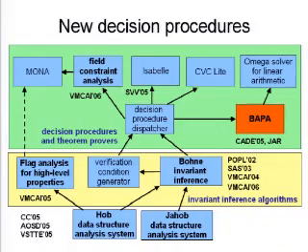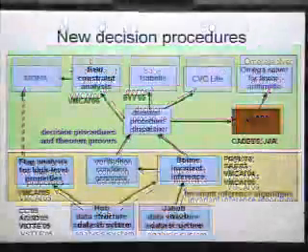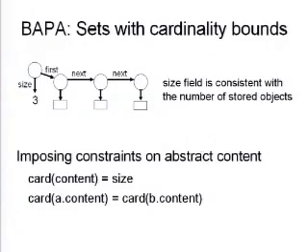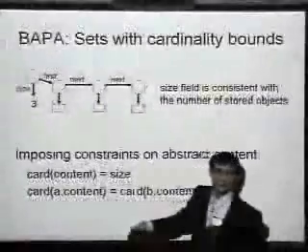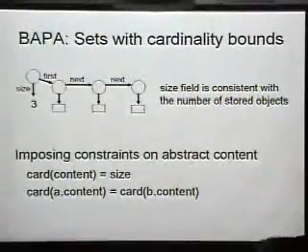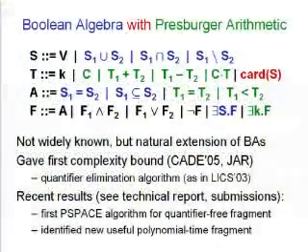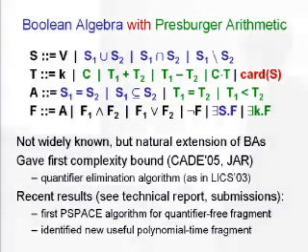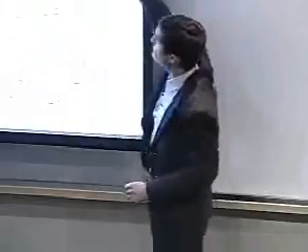And so among the decision procedures that we are looking to integrate in, I would like to just mention Boolean algebra with Presburger arithmetic, because that's something that allows you to integrate reasoning about these numerical constraints and the number of objects. And so you can say that, for example, two containers have the same size, or the size of a container is equal to a given size field.